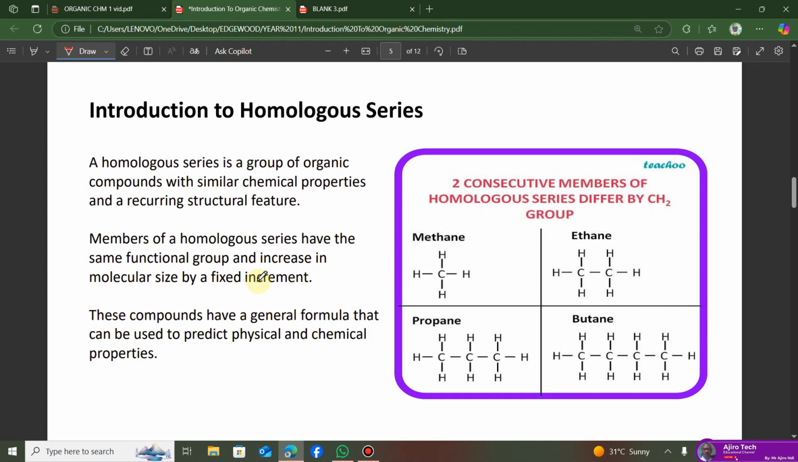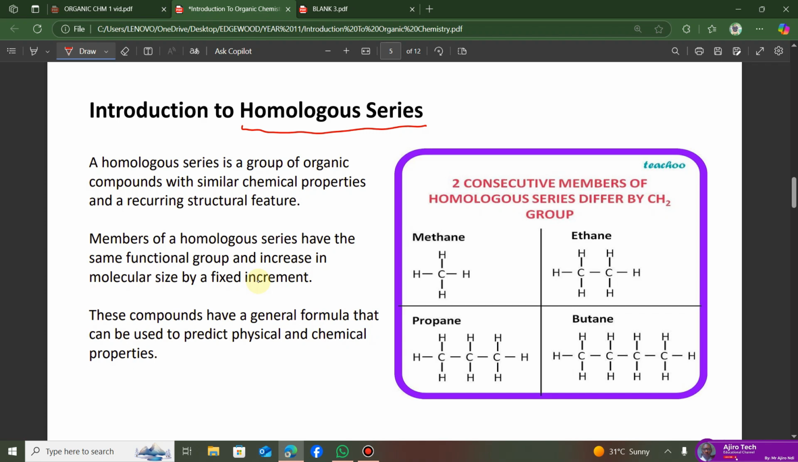So under organic chemistry, there are families. There are families of organic compounds. We call those families homologous series. So we use homologous series as a term to refer to the different families of organic compounds we have in organic chemistry. So what is a homologous series?